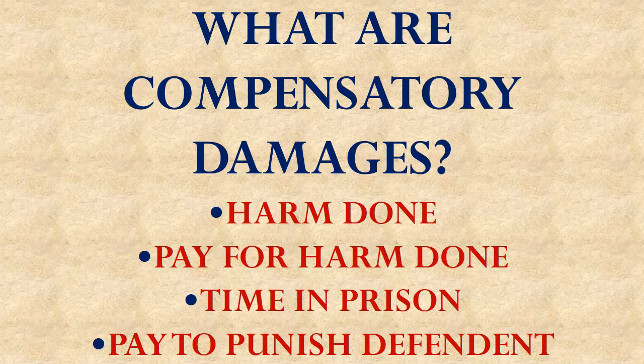What are compensatory damages in a civil lawsuit? Are they about the harm done? Or are they paying for the harm done? Or is it time spent in prison? Or is it to pay to punish the defendant? In a civil lawsuit, compensatory damages are paying for harm that was actually done, compensating the victim for the injuries they had, whatever they may be.